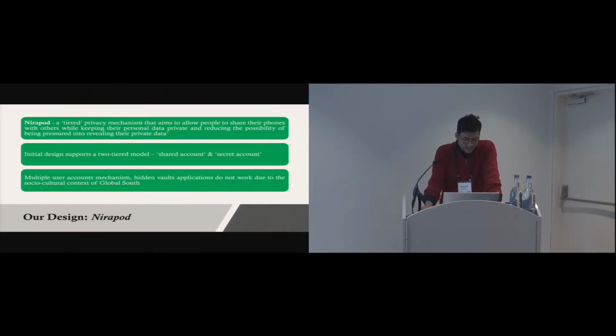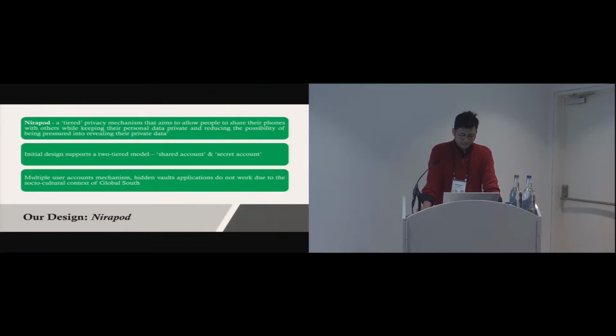So we designed Nirapod, a mobile phone application that allows the users to hide their sensitive photos in a shared mobile phone without causing suspicion in the mind of the sharers. Nirapod uses a tiered privacy mechanism that aims to allow people to share their phones with others while keeping their personal data private and reducing the possibility of being pressured into revealing their private data. Our intervention enables a single user to have multiple accounts, with the existence of the multiple accounts kept secret. Our initial design supports a two-tiered model.